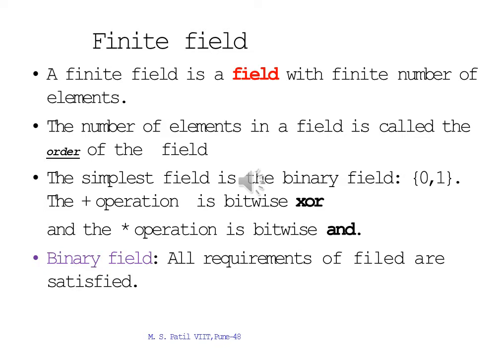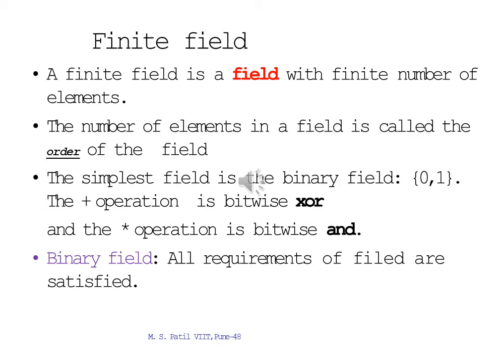The field which has finite elements is known as a finite field. The best example of a finite field is a binary field that we will see next. The number of elements in the field is called the order of the field. So this is the first definition to remember. Now we are thinking about field because there will be another term, order of the element. So don't confuse these two. Right now we are thinking about field, not about element. So the number of elements in the field is called the order of the field.